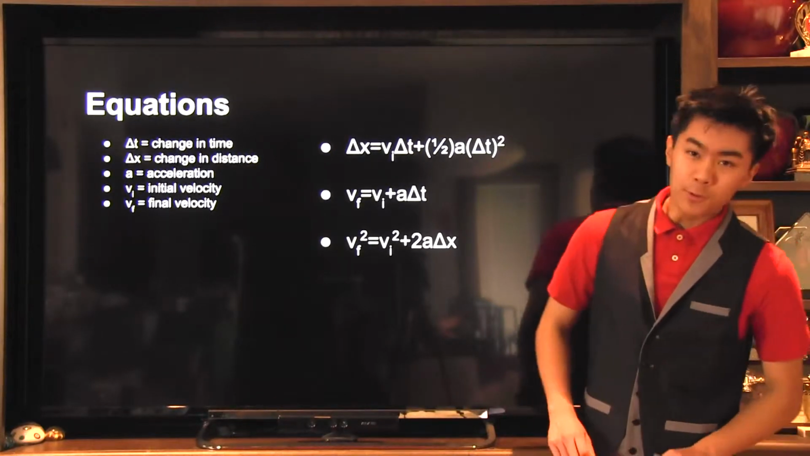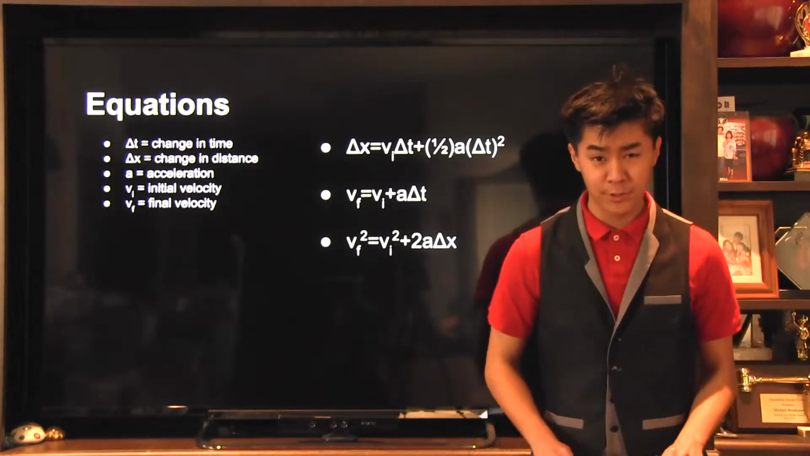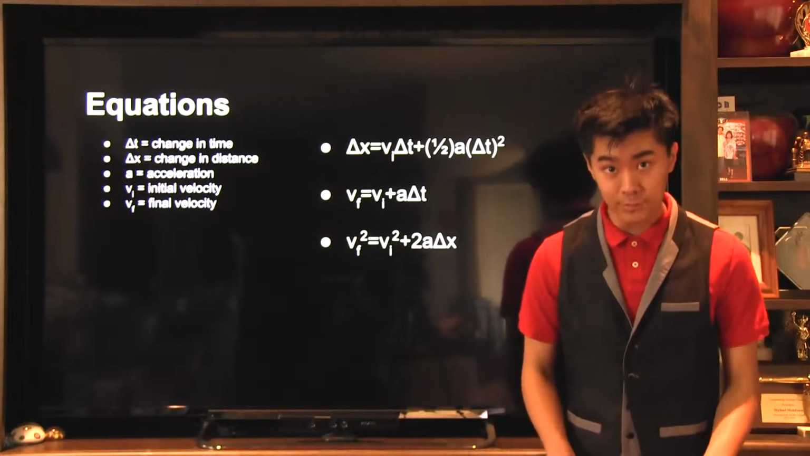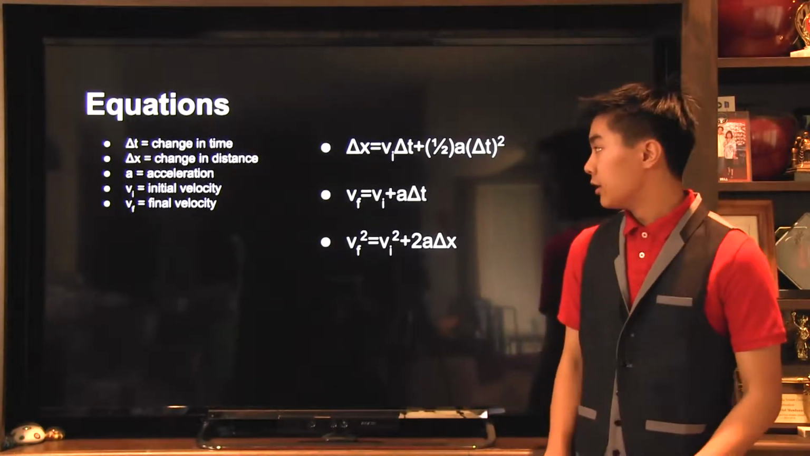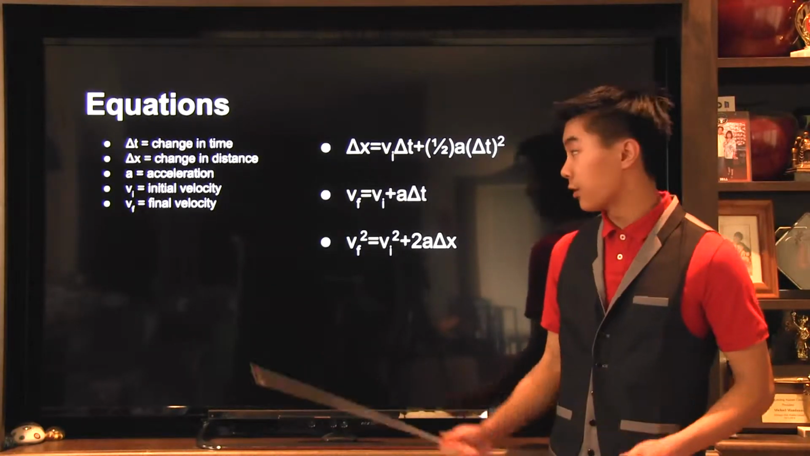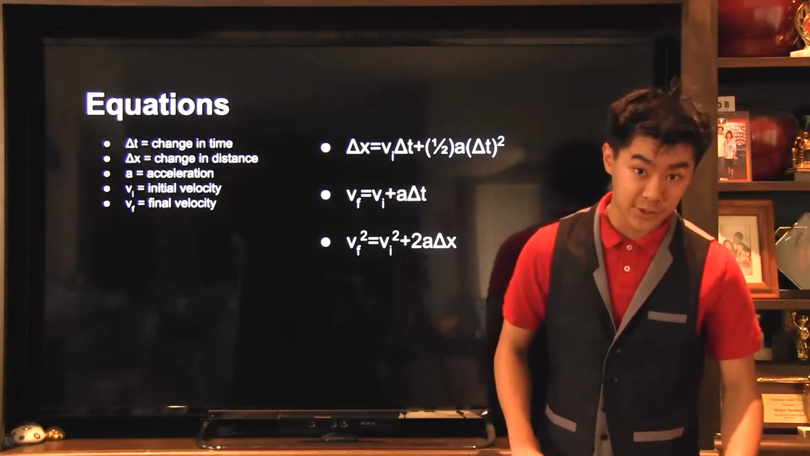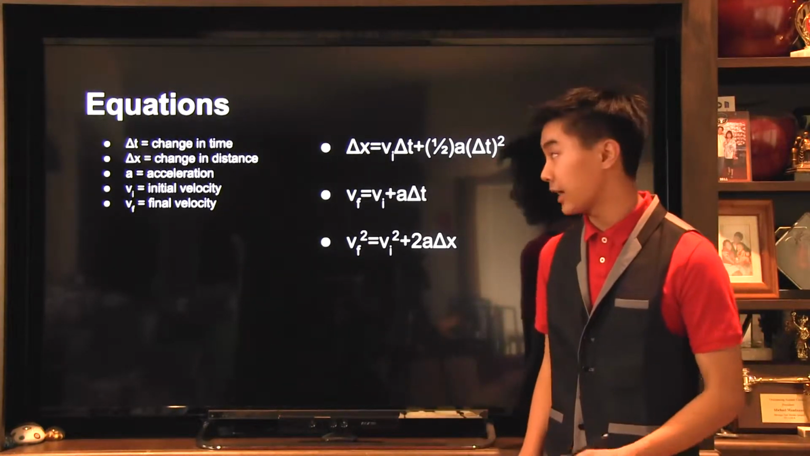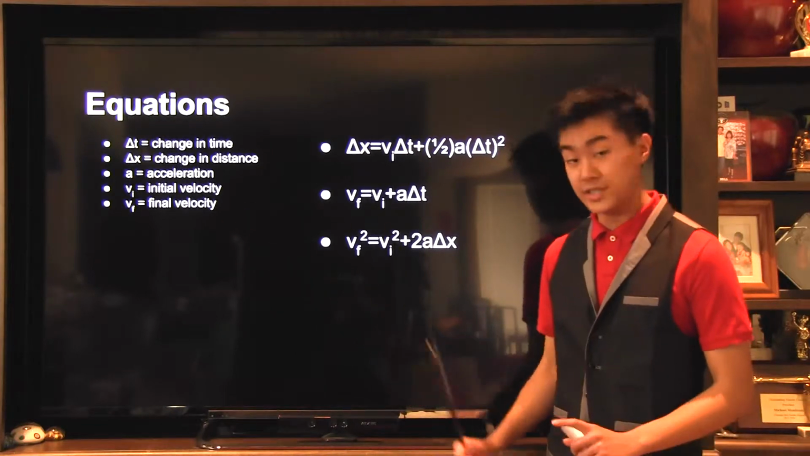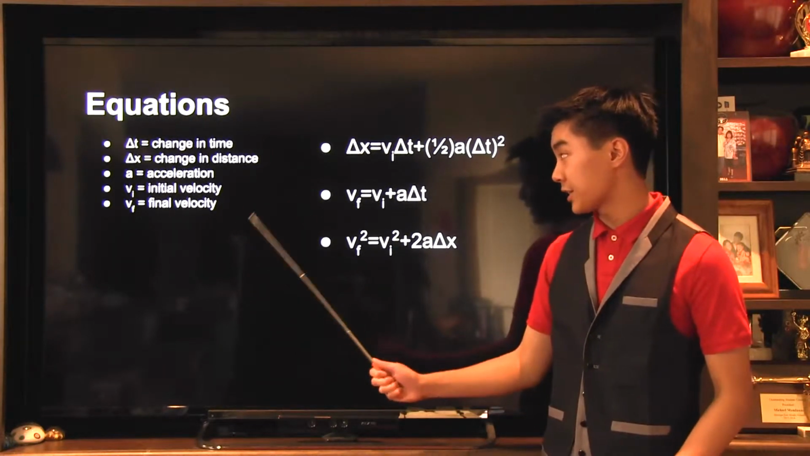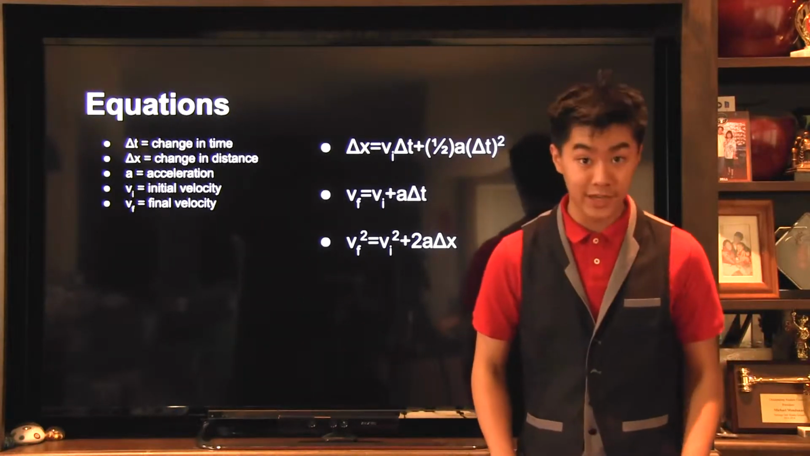Now, in order to think about translational motion, we're going to need to know a few variables and a few equations. The ones I will be using are delta t. Delta just means change in, so change in time. We will need to know change in distance. We'll need to know acceleration, initial velocity, and final velocity.